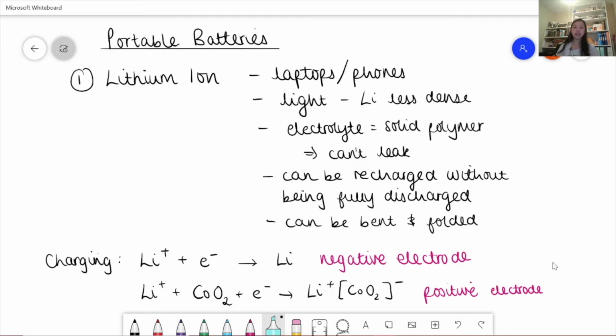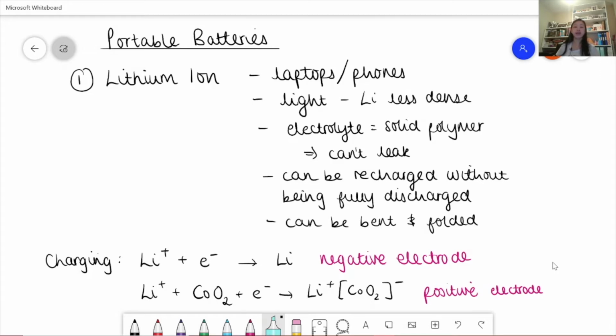So the first example we have is the lithium-ion battery, and this is found in laptops or phones, and this is because they are very light because lithium is quite dense. The electrolyte is a solid polymer, so that means that there'll be no leakages, so it's quite safe. And also, it can be recharged without being fully discharged.